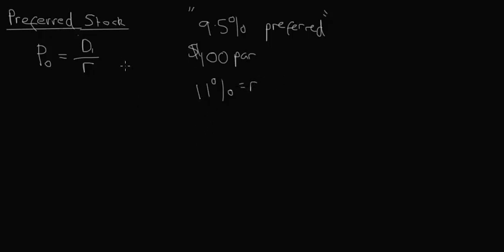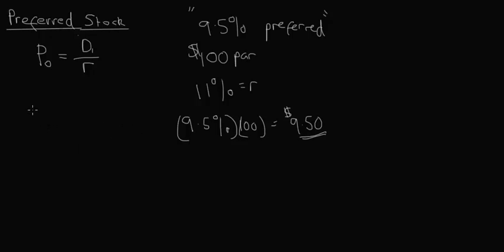Now, how do we calculate what D1 is? It's actually very simple. If it's a 9.5% preferred, that just says it's 9.5% of its par value. So you would simply do the calculation, 9.5% of 100, and that is $9.50 per period, or whatever it is. So that $9.50 is actually your D1 over here.